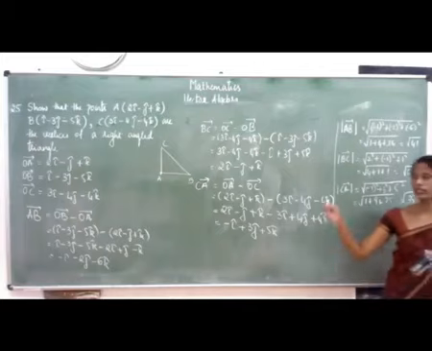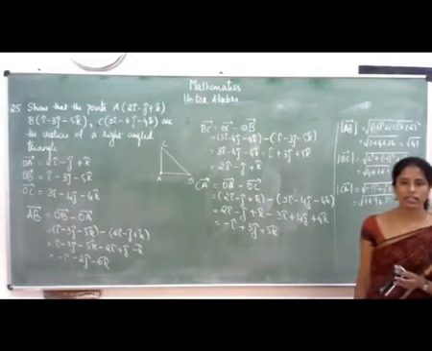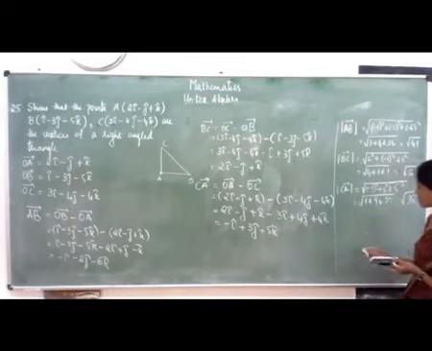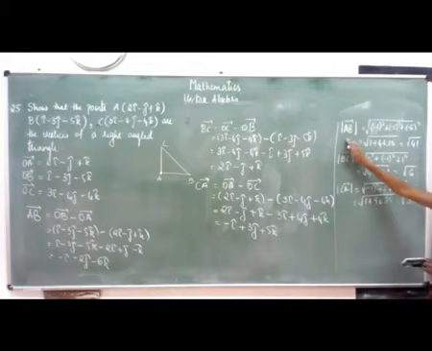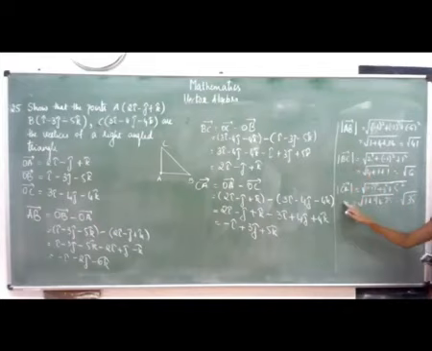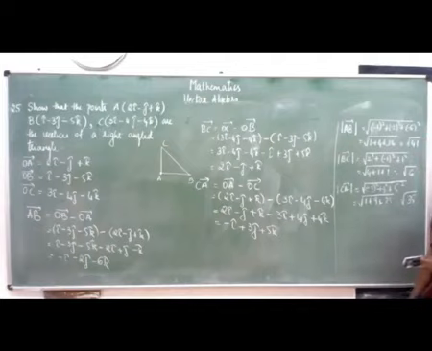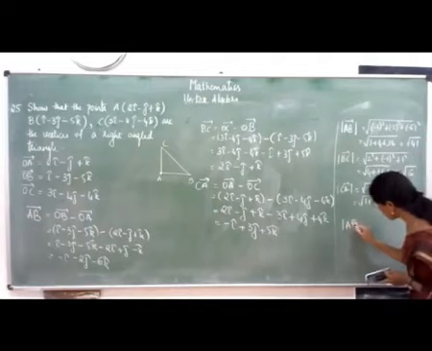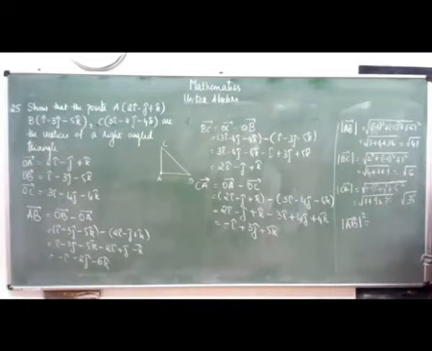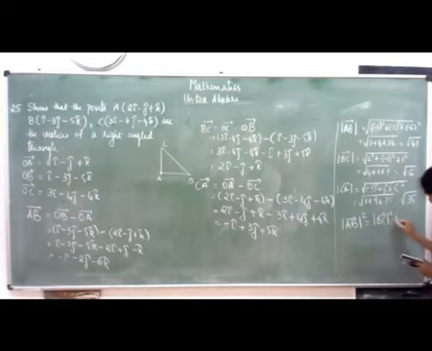Now, in order to prove that these are the vertices of a right angle triangle, I am going to use Pythagoras theorem. So when you observe, you have magnitude of AB as root 41, magnitude of BC as root 6, and magnitude of CA as root 35. We know that the hypotenuse will have the greatest length. So here I consider AB as hypotenuse. So hypotenuse square should be equal to the sum of the squares of the other two sides, that is magnitude of BC square plus magnitude of CA square.